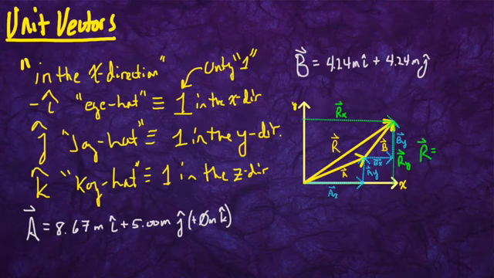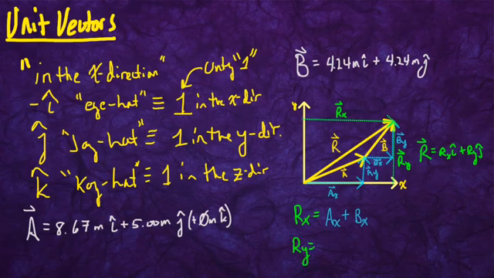All right. So R will equal Rx I hat plus Ry J hat. But Rx equals our Ax plus our Bx, so the component of A in the x direction plus the component of B in the x direction, and Ry equals our component of A in the y direction and B in the y direction. And lucky for us, they're like terms. Okay, so they're going to add like components.